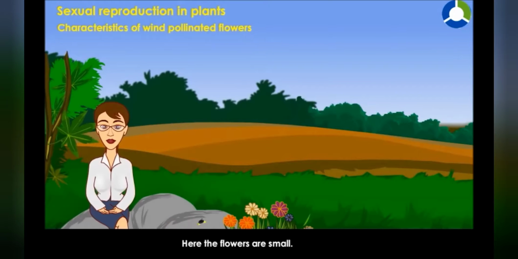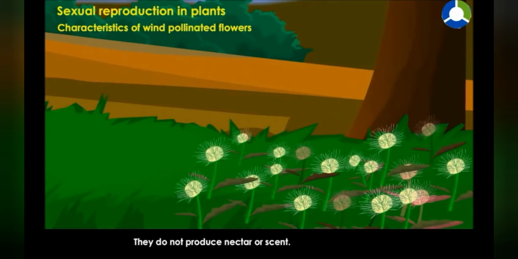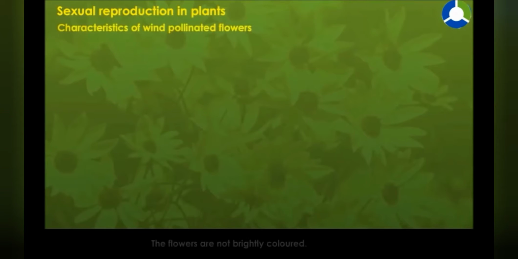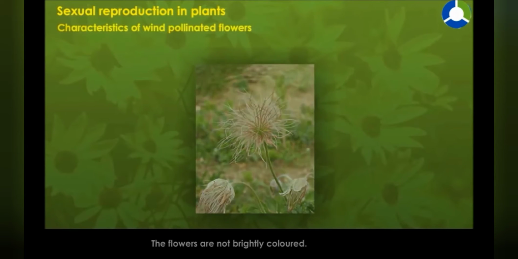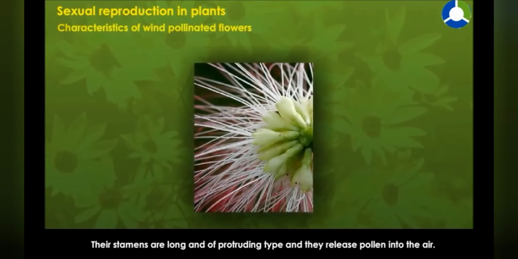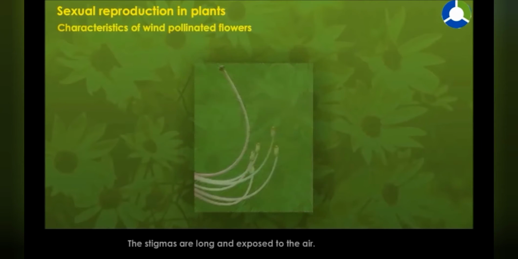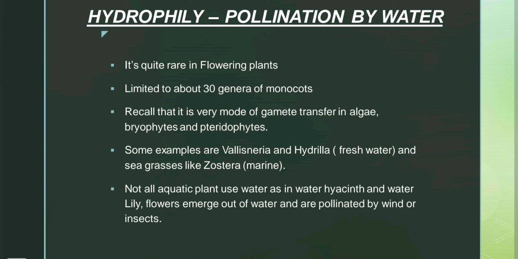Let us see these characteristics. Characteristics of flowers that are pollinated by wind: they have no scent or nectar. The flowers are not brightly colored because they do not have to attract animals. Pollen is very light and is produced in large quantities because wastage is substantial. The stamens are long so that they release pollen easily into the air. Similarly, the stigma and style are also very long so that they are exposed to air to trap pollen.